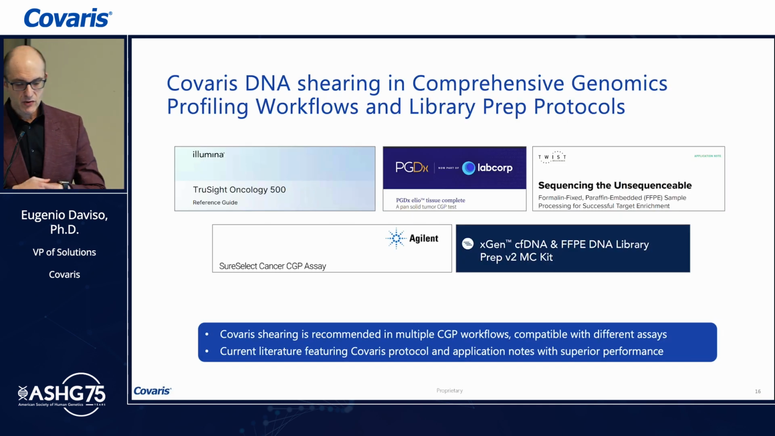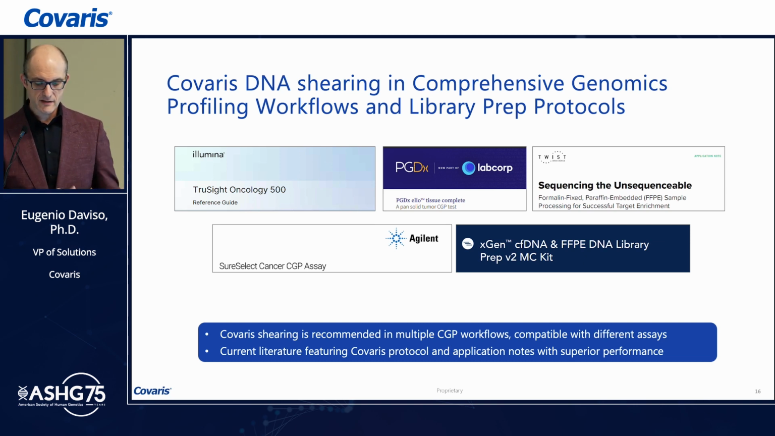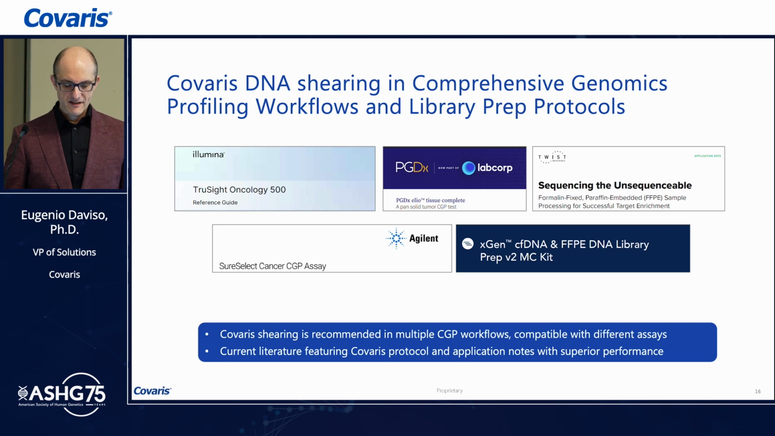The market recognition of our DNA fragmentation capabilities from FFPE samples is evident in our prominent inclusion in several comprehensive genomic workflows, from library prep for the TruSight Oncology to comprehensive genomic profiling workflows like PGDX. This recognition extends to both shearing only, but also to shearing and extraction. For example, the collaboration that we have with Twist that is titled Sequencing the Unsequenceable.